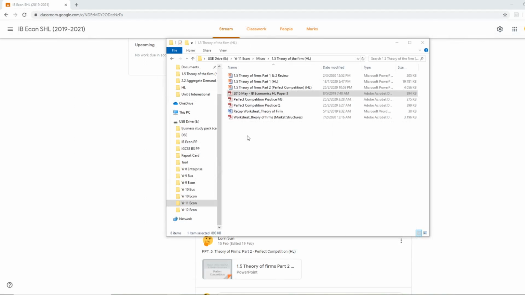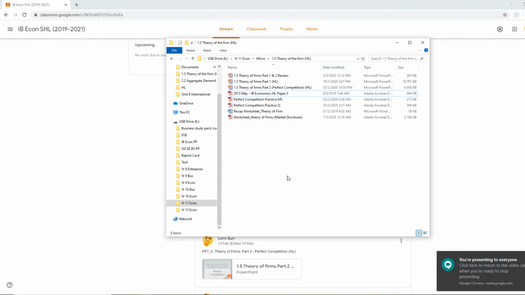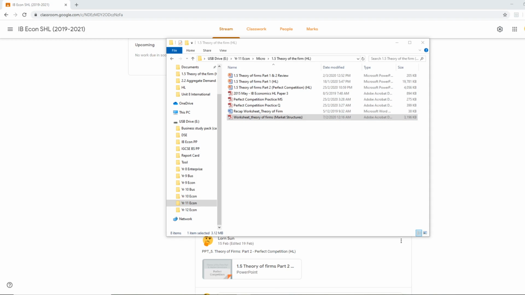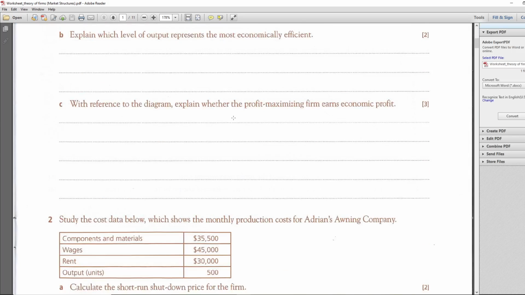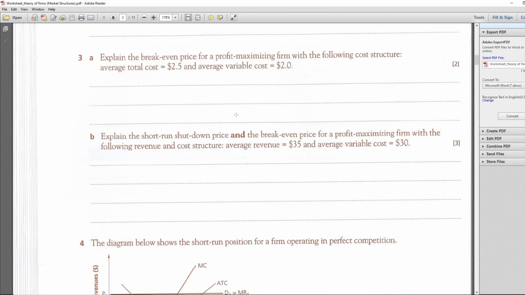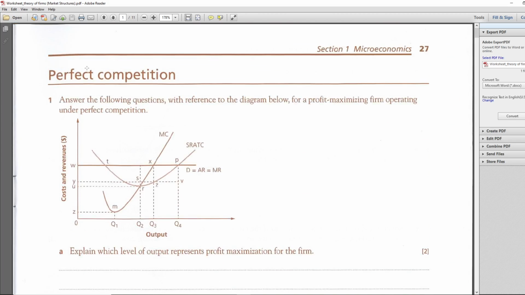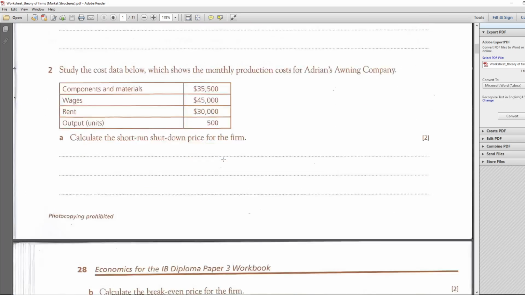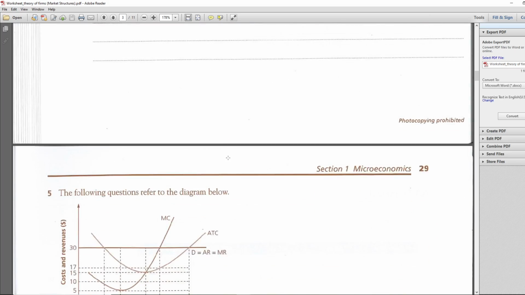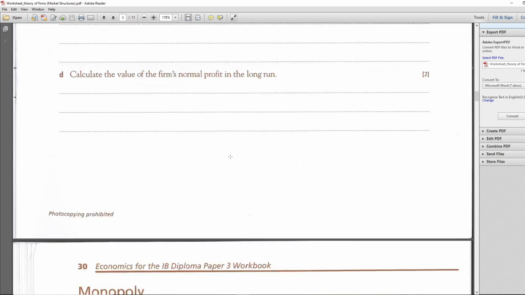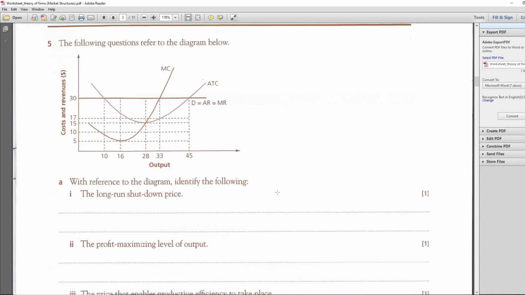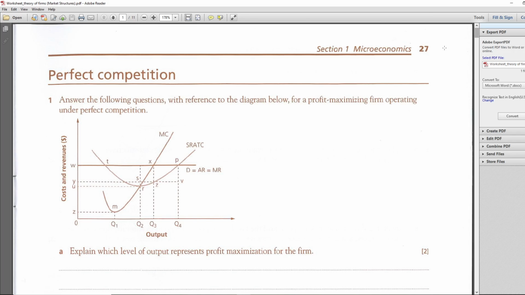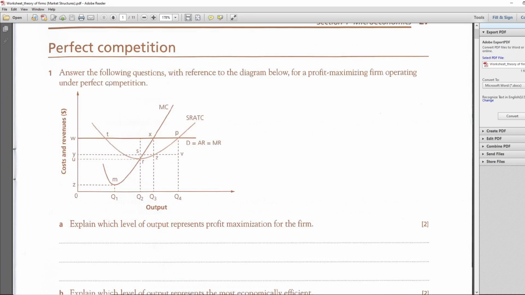I'm going to give you a homework for this topic. This worksheet here. Finish the entire perfect competition, pages 1, 2, and 3. Finish pages 1 to 3, and we will go through the answers next week during the HL lesson.